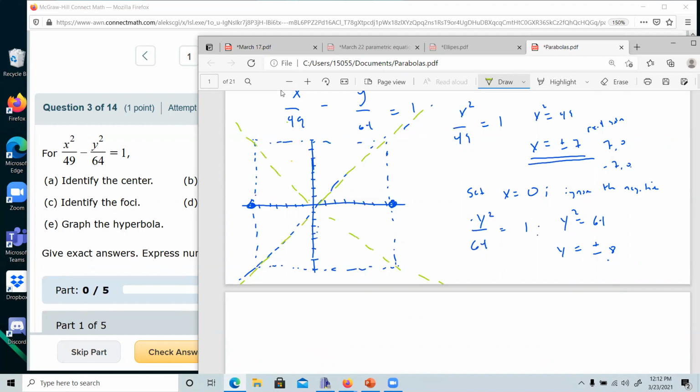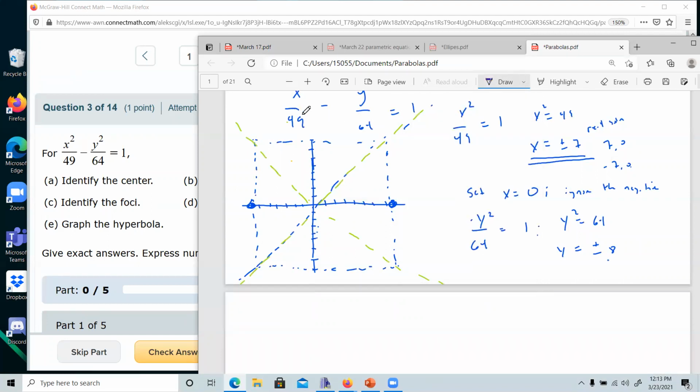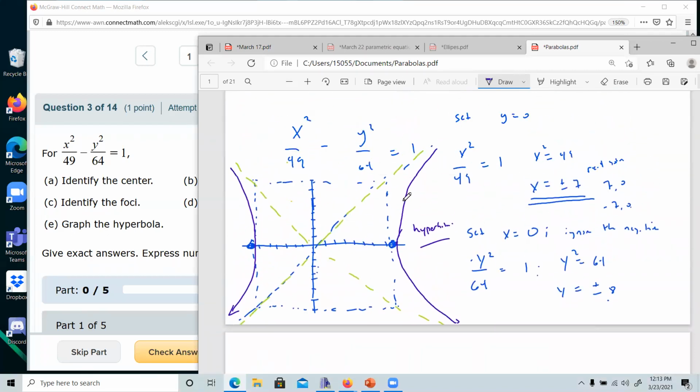Okay, and then to draw this thing, all we're going to do is go from the vertex here, and we're just going to kind of hug our asymptotes to be able to draw this. All right, and this is how you draw a hyperbola. Okay, and it doesn't matter if it goes up or down.